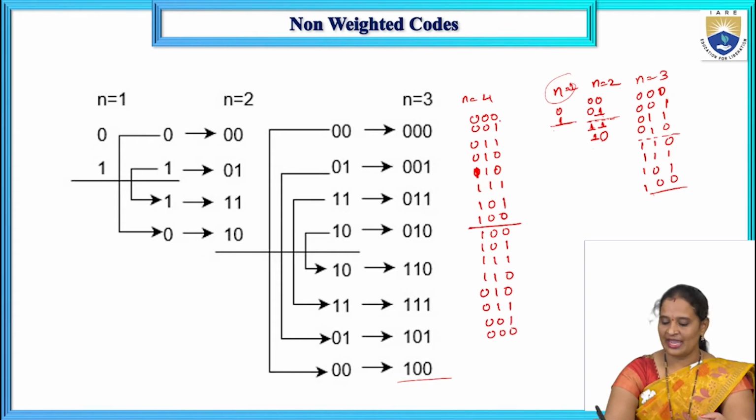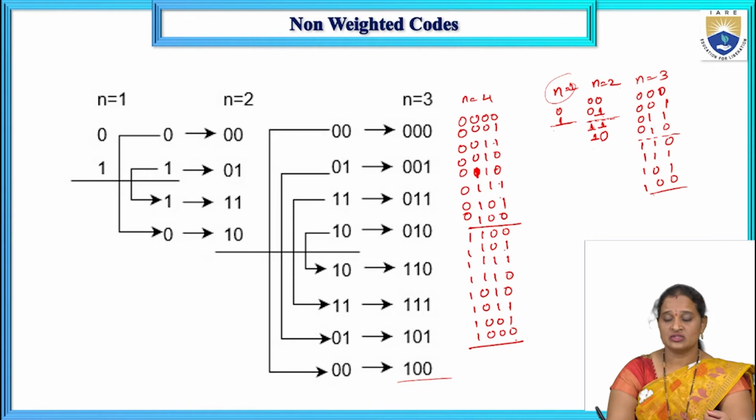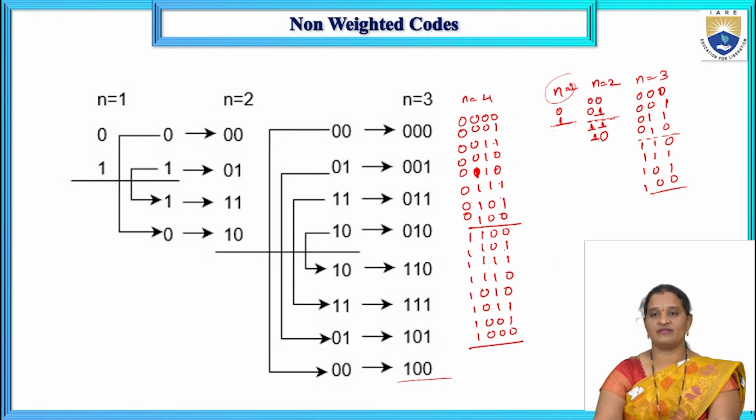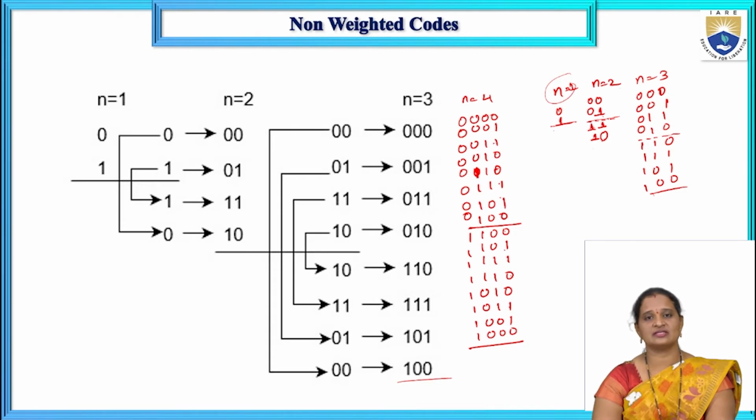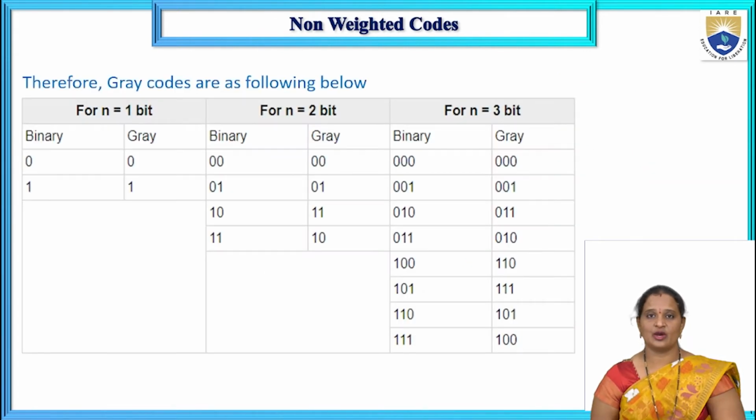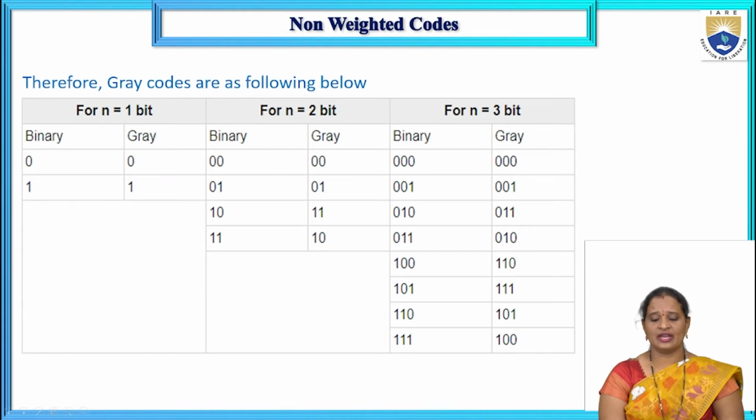Now these are 8 codes: 1, 2, 3, 4, 5, 6, 7, 8. To the first 8 previous codes add prefix 0, and for the reflected 8 codes, add prefix 1. So this is the 4-bit gray code. As we are using the reflection property, we also call this gray code the reflected code. So that is the gray code.